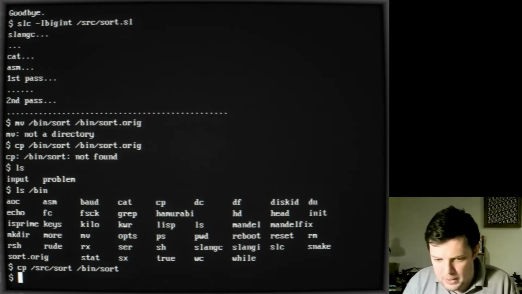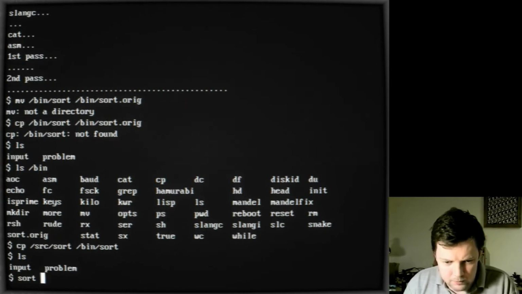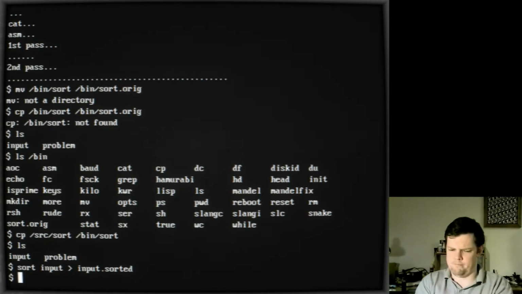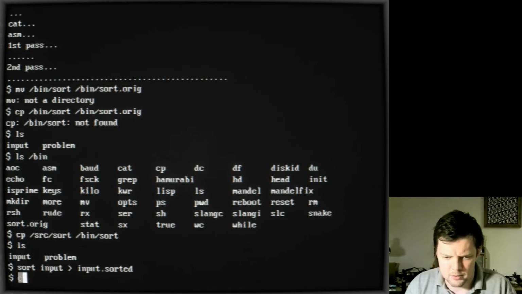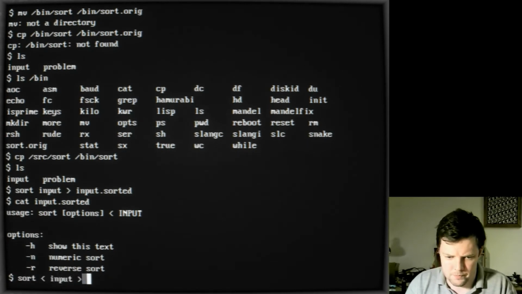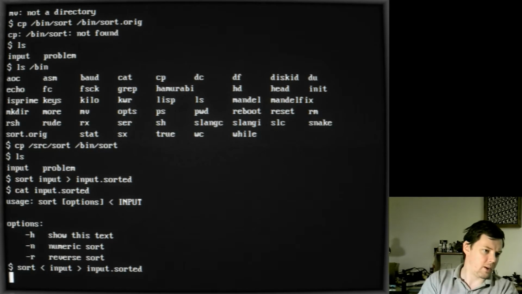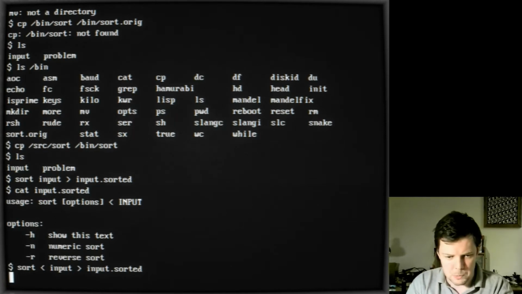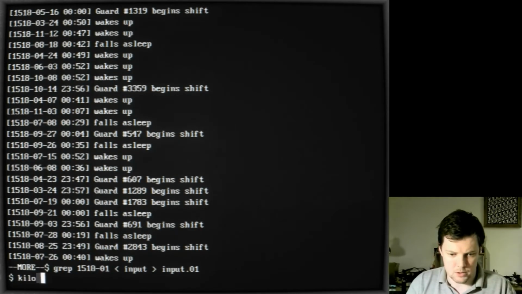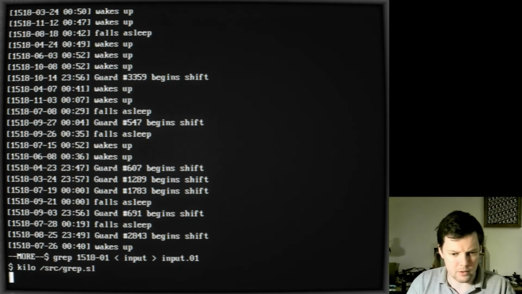Now, is sort going to be able to sort our input file? And if so, how long will it take? Ooh, that can't be right, can it? Okay. So I can see it doing IO at the moment. Oh, okay, stop. Oh, yeah, okay. In that case, we'll have to break it down by months. Just check the grep isn't doing IO the slow way.